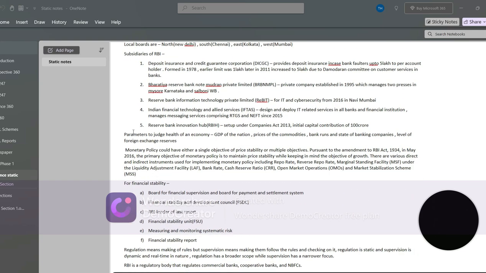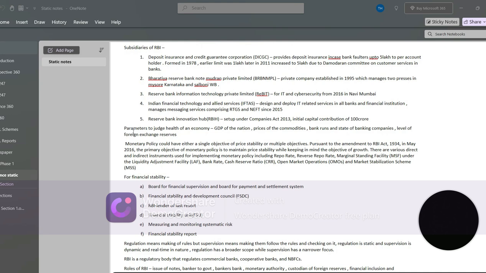Now, looking into the subsidiaries of RBI, there are five subsidiaries. The first one is DICGC, Deposit Insurance and Credit Guarantee Corporation. This is the subsidiary which basically provides deposit insurance in case the bank falters to pay its money back to the people, and it gives insurance of up to 5 lakh per account holder, and it was formed in 1978. Earlier the limit was 1 lakh up till 2011, and after that it was increased to 5 lakh after the recommendation of the Damodaran committee.